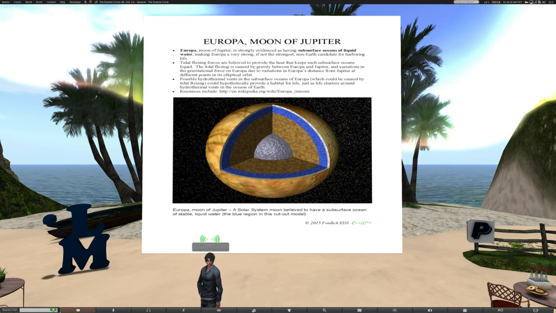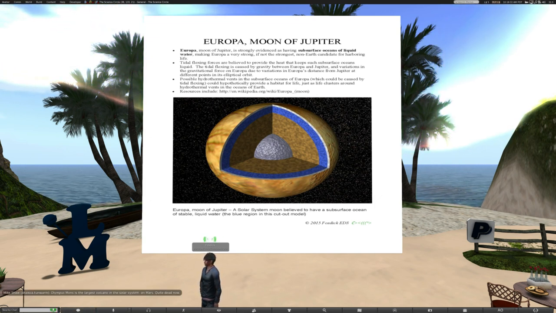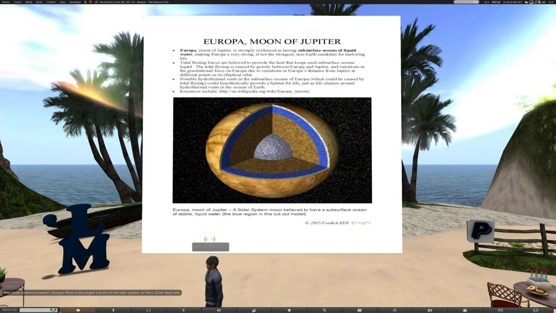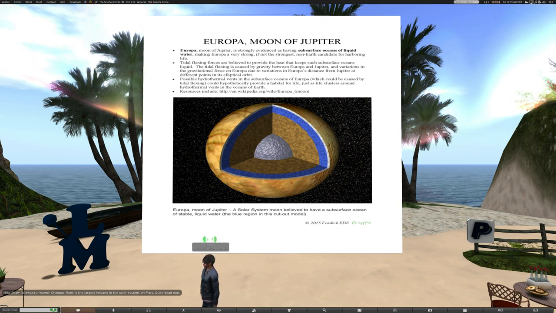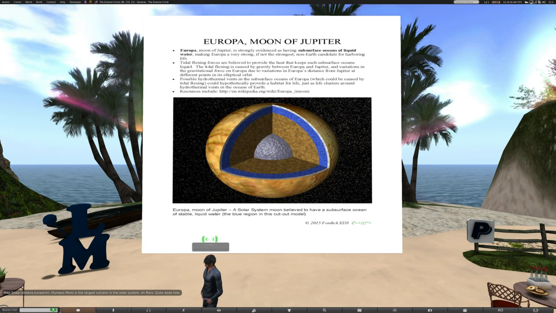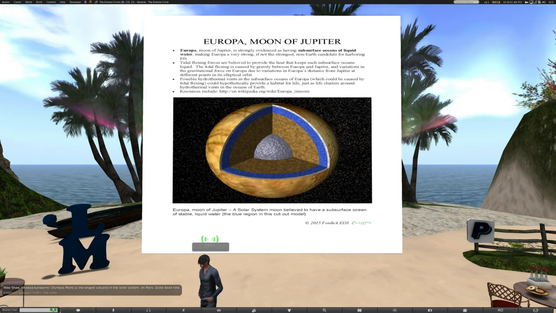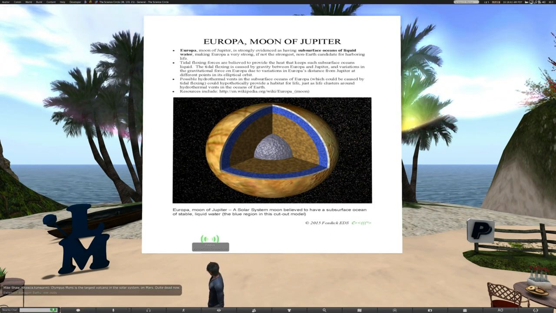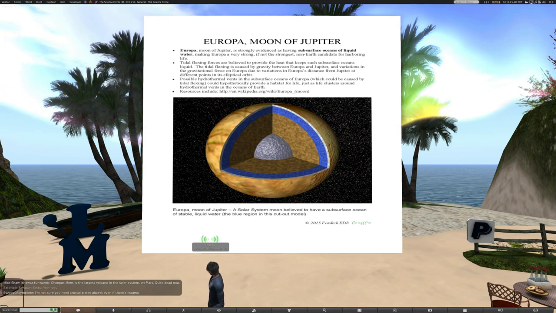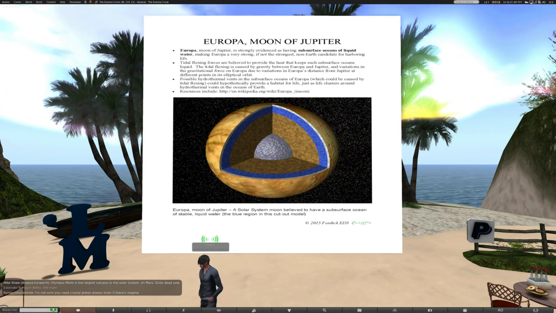If you look at this slide, let me just read this though. Olympus Mons is the largest volcano in the solar system on Mars. Quite well, that's the thing, right? I mean, could there have been life on Mars 50 million years ago? I think, yeah, absolutely, maybe. Now, I doubt it. Anyway, but Europa, here's a different story.